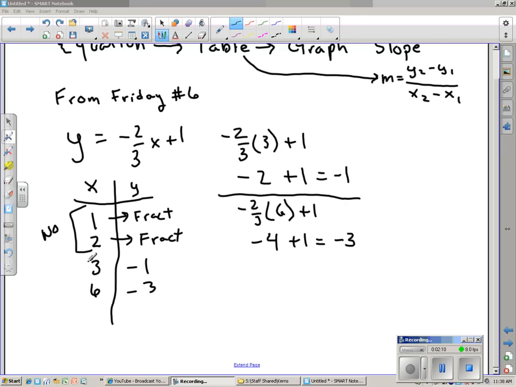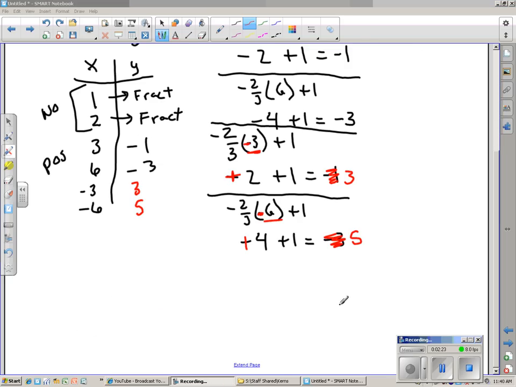Now that I've used positive numbers, you also want to get on the other side of the axis. So instead of positives, I now need negatives. So let's plug negative 3 and negative 6 into the equation. When I plug in negative 3, it kicks out 3 of the equation. When I plug in negative 6, it kicks out 5. So I've plugged in positive and negative numbers, and all of these happen to be multiples of the denominator.